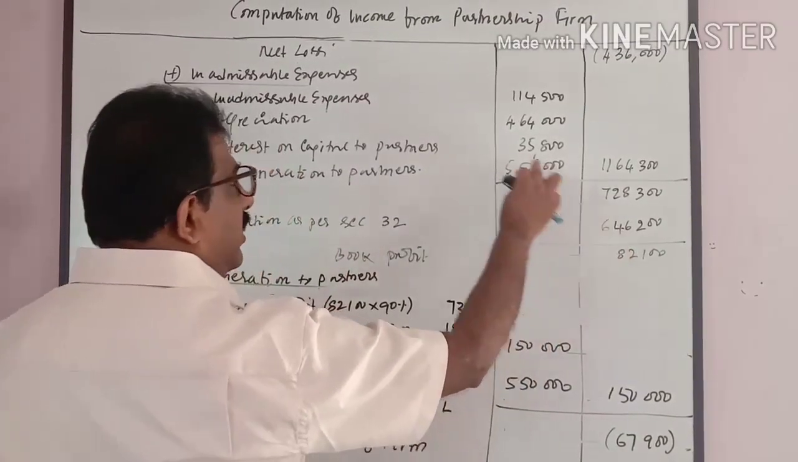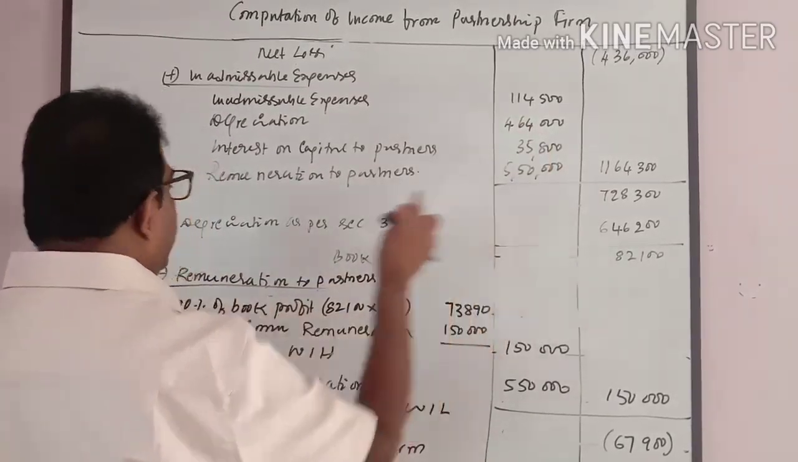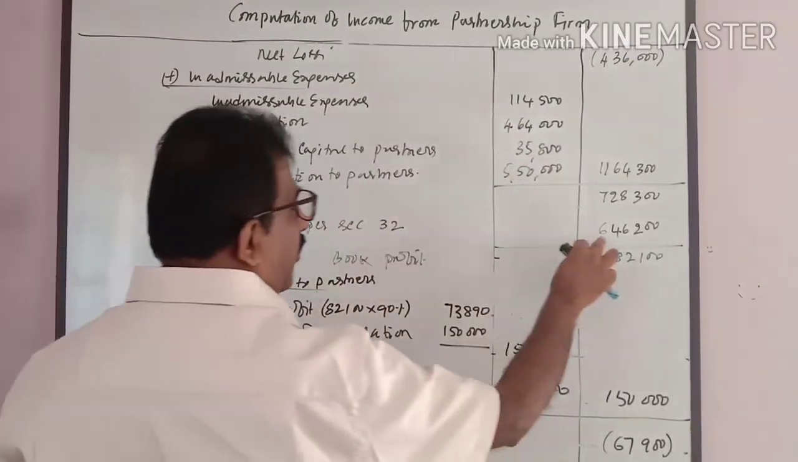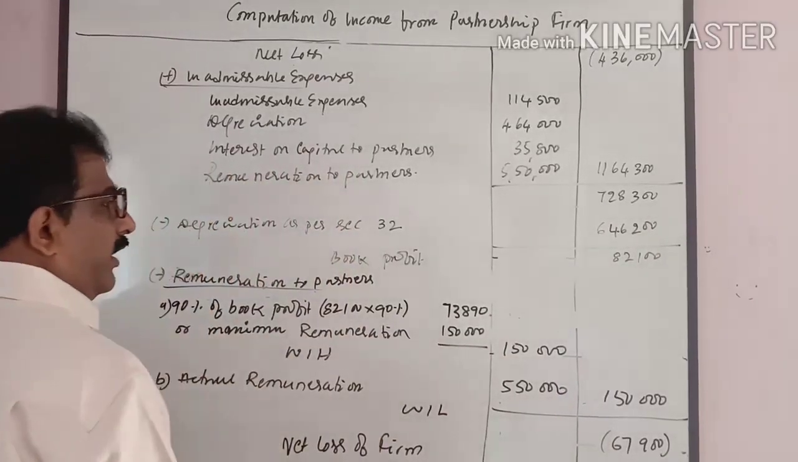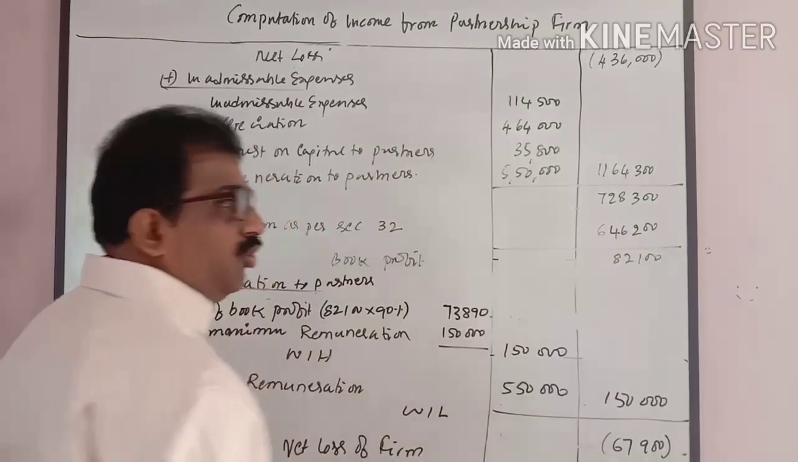Now, allowable deductions: depreciation as per IT provision is 6,46,200. We deduct this. Add back depreciation charged by the firm, which we have already done, and deduct the depreciation as per IT provision, 6,46,200. The remaining will be called book profit. We got the book profit of 82,100.